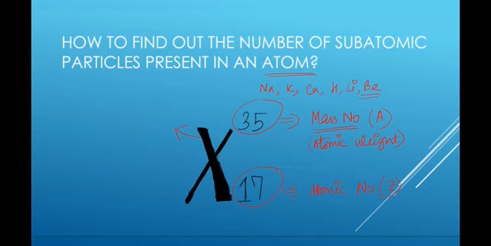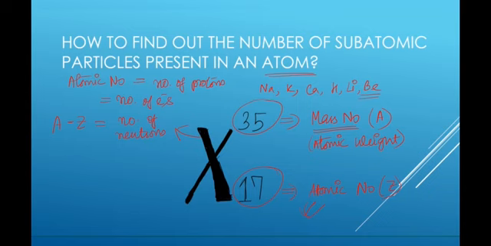If provided to you, you can easily find out the subatomic particles. How? Atomic number is equal to number of protons, which is also equal to number of electrons, and another subatomic particle left, that is your neutron. A minus Z, mass number minus atomic number, is your number of neutrons. That's it. Okay. So what are the things required? Mass number and atomic number are two essential things that are important for finding out the subatomic particles.